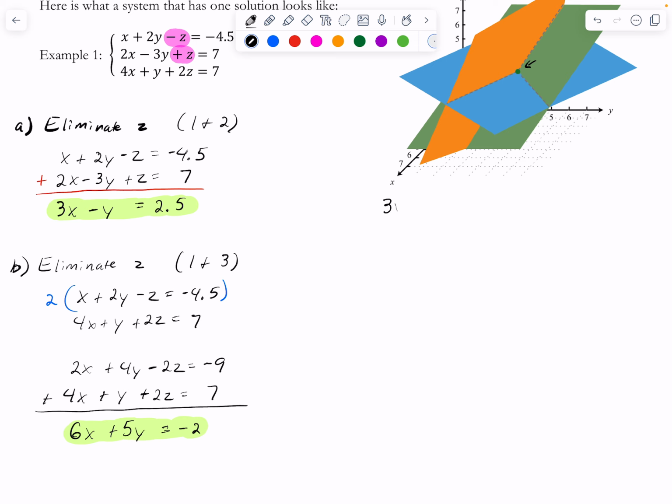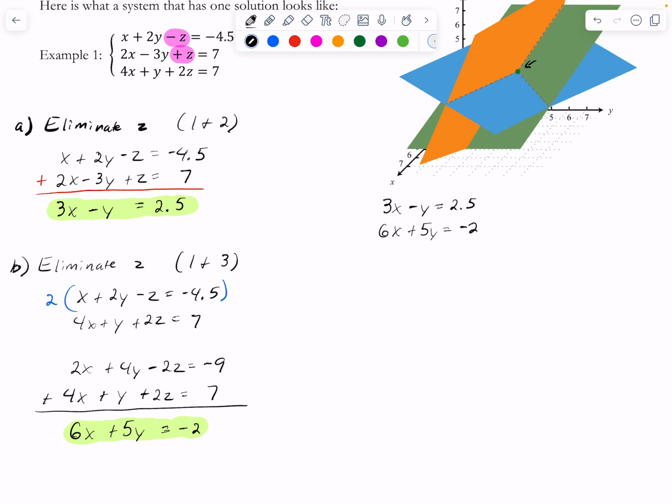All right, so 3x minus y equals 2.5. 6x plus 5y equals negative 2. And now you can think of this as like you're solving a system with just two variables, like you practiced in the lesson before this and like you did in Algebra 1.